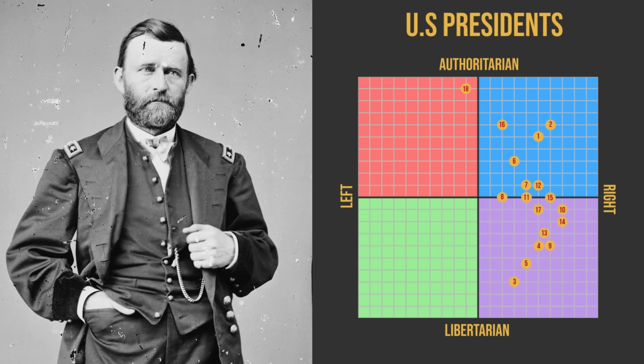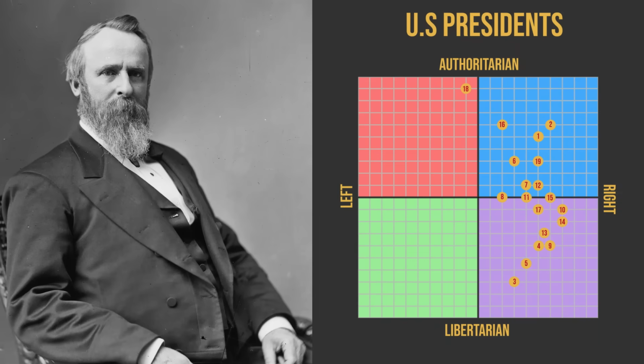Hayes's ideology was fairly meritocratic, and though he wasn't personally opposed to the use of government power to achieve national goals, he had significantly reduced the use of federal power seen under the Grant administration. Hayes would probably land somewhere between Jackson and Washington.